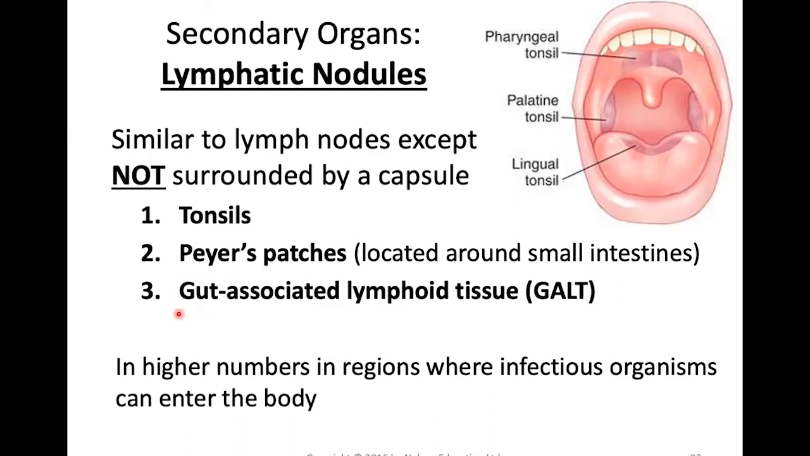The whole purpose of these lymphatic nodules is to provide us with immune support. Okay, so whether that's here in the oral cavity or further along our GI tract through the Peyer's patches, as well as the gut-associated lymphoid tissue.